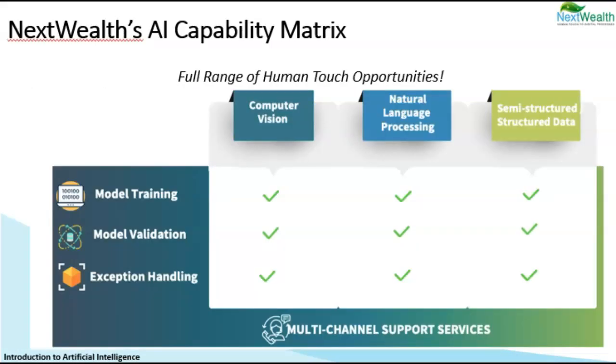This is a representation of Next12's AI Capability Matrix. This shows us the full range of Next12's human touch opportunities in one place. On the top horizontal, we have the 3 types of data we just spoke about. And on the vertical, we have the 3 types of work we can do at Next12. Very clearly, we are capable of doing all of the combinations.